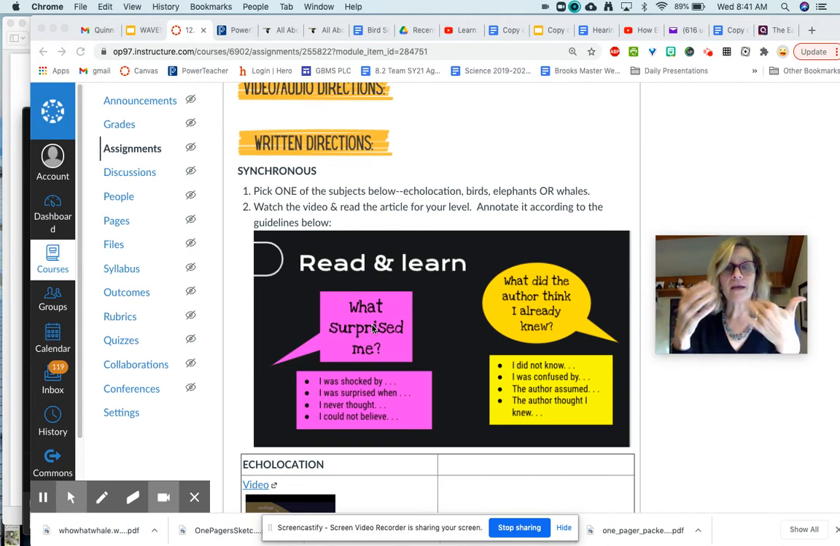Or the other question that you'll be annotating for is, what did the author think I already knew? So whenever you come across something where you're like, I didn't know that, make a little comment. Or, I'm confused by this. Or, the author assumes that I know what this word means. The author thought I knew what this vocabulary word was.